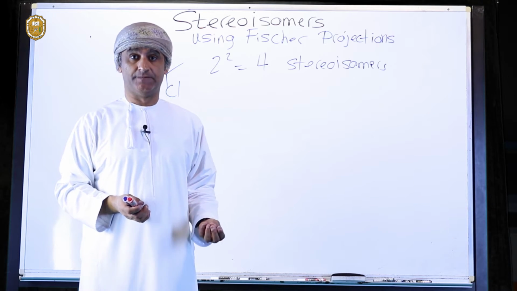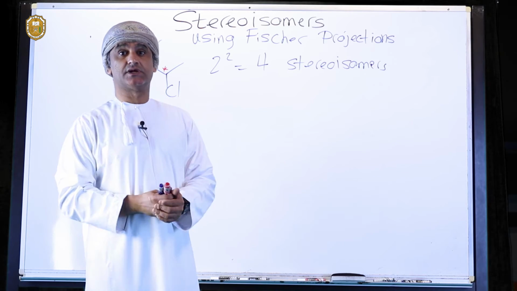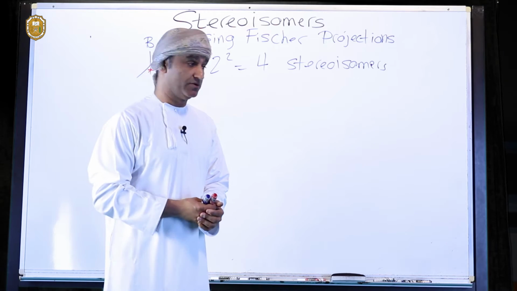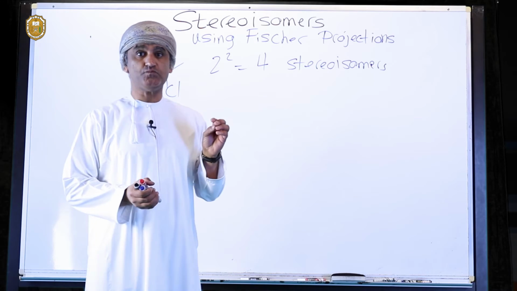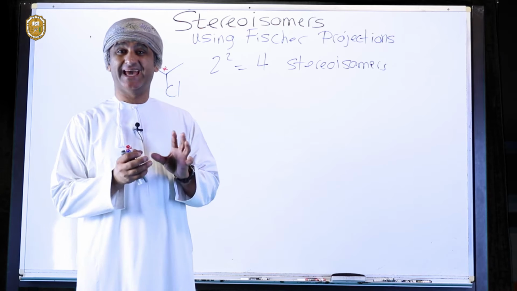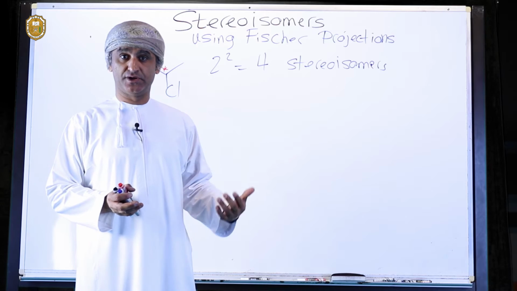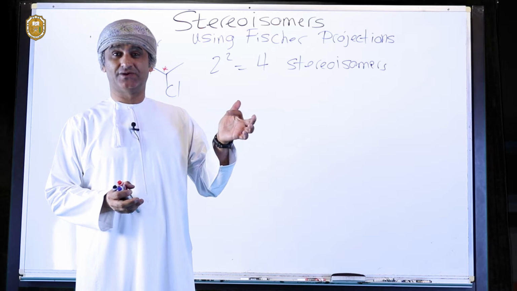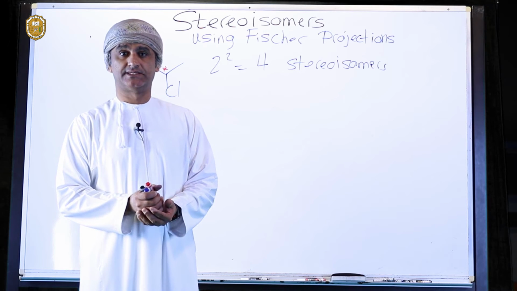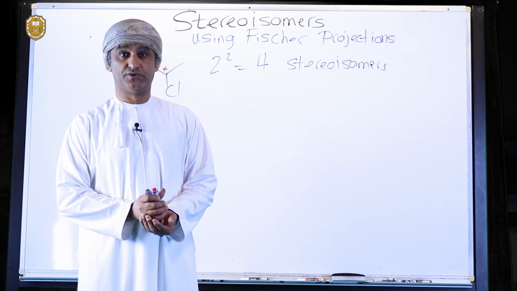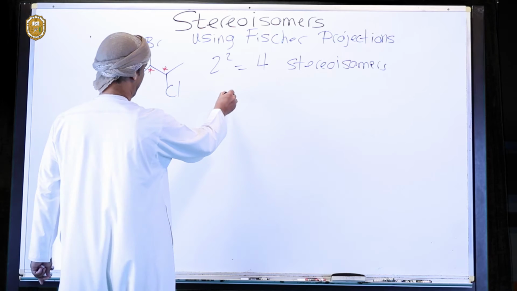We can also use Fischer projections. So this time we will draw the possible stereoisomers using Fischer projections. Let's begin with the first one. As we learned before, we begin with any stereoisomer, and then we draw the mirror image. To get the third one, we only reverse the configuration at one stereocenter. And then to get the fourth one, we simply draw the mirror image of 3.